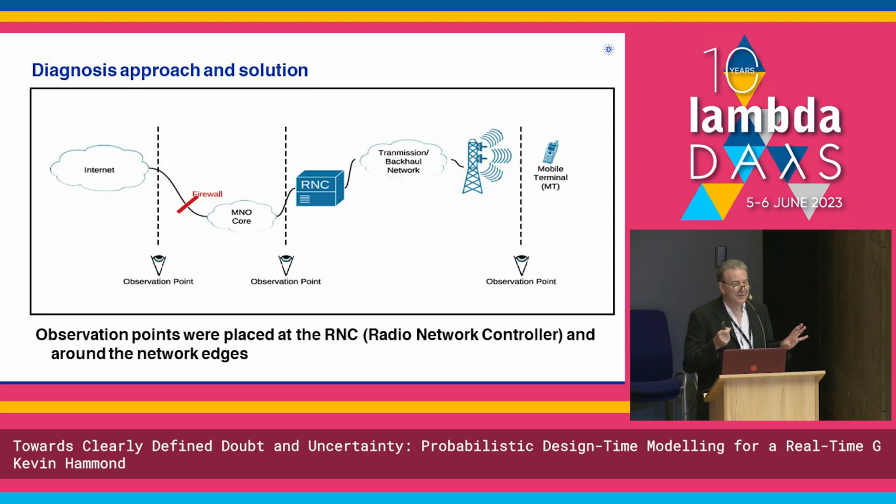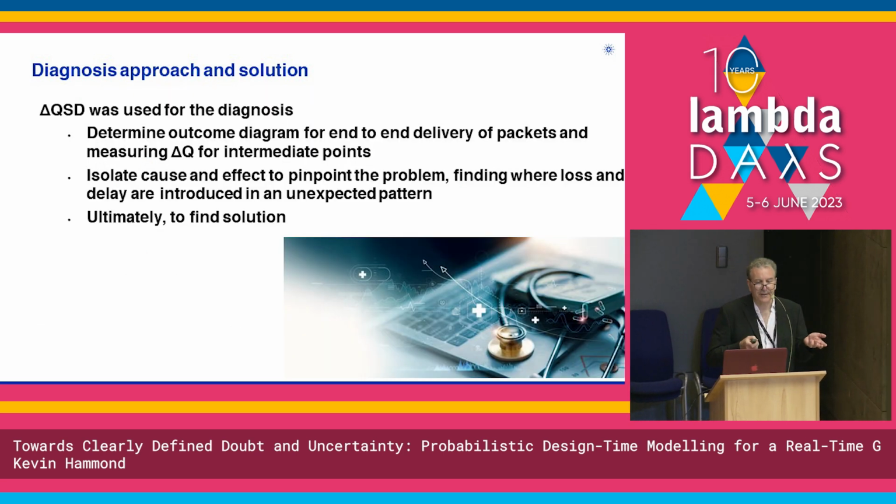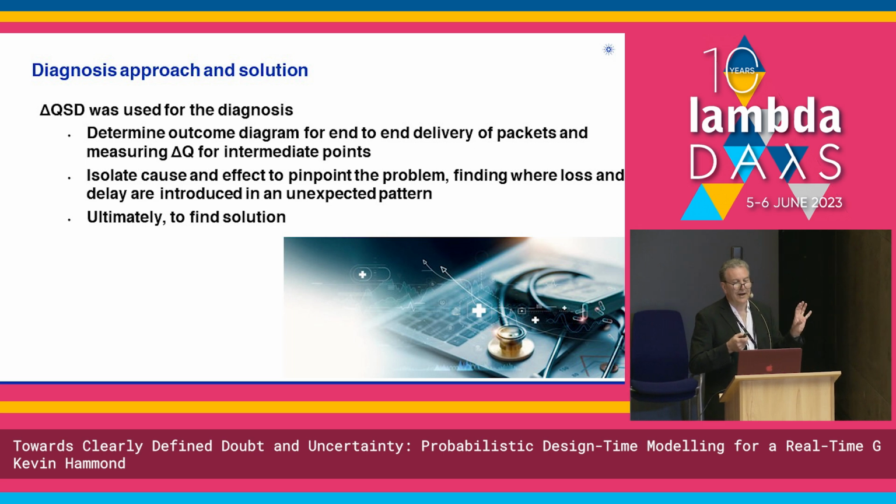Here's the approach that was used to diagnose the problem. Observation points placed at the radio network controller and around the network edges. And then ΔQSD used for diagnosis, determined the outcome diagram for the end-to-end delivery of the packets, measured the delta Q for the intermediate points, isolated the causes and effects to pinpoint the problems, identifying where loss and delay were introduced in an unexpected pattern. So patterns, very important. And ultimately found a solution.